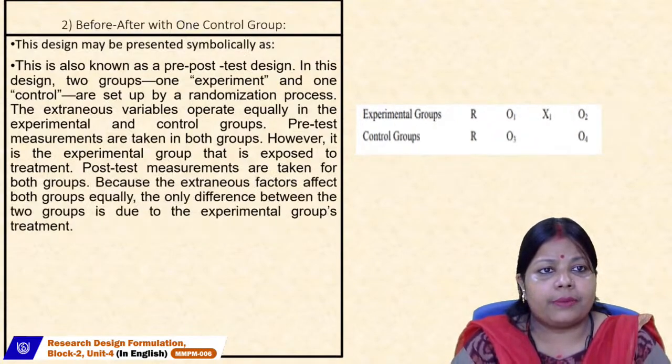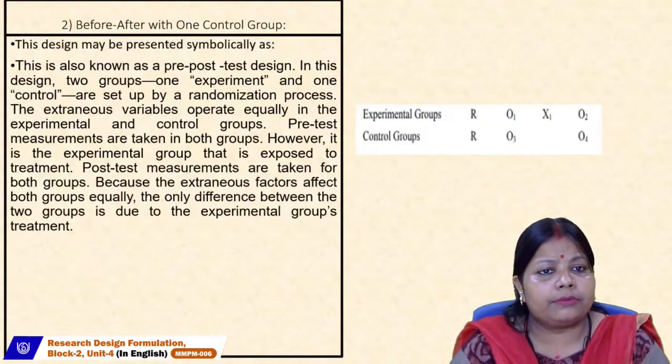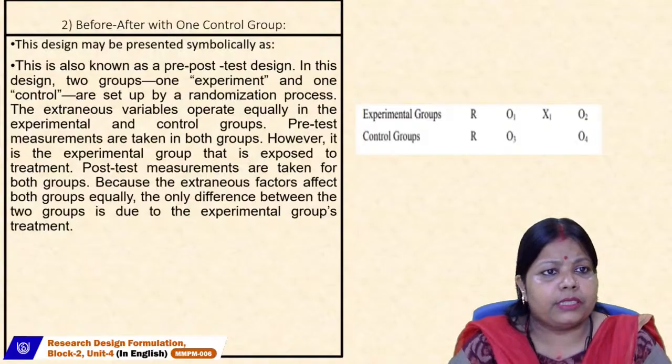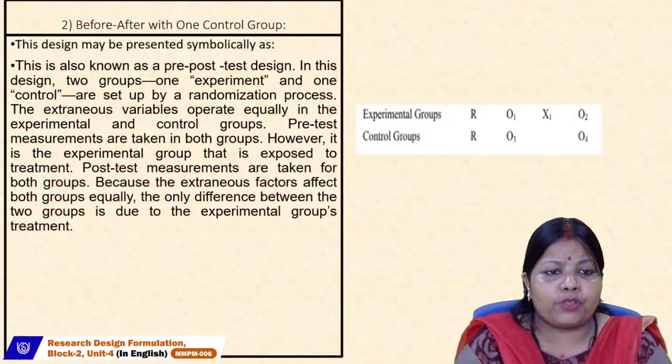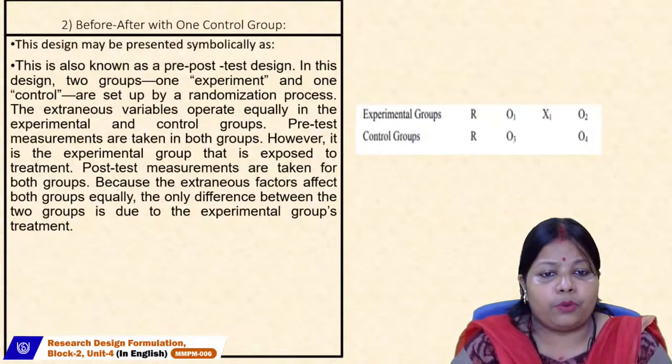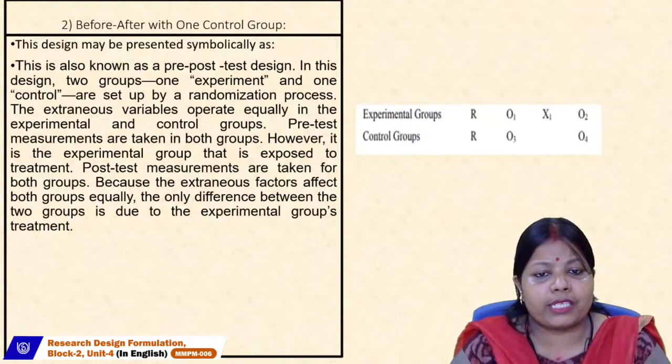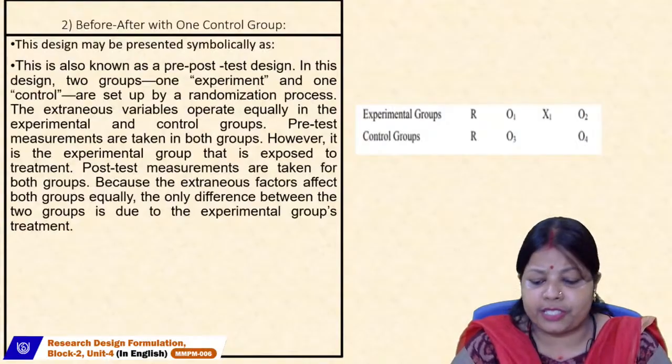Now the third one is before after with one control group. This is also known as a pre-post test design. In this design, two groups, one experimental and one control, are set up randomized. However, it is the experimental group that is exposed to the treatment. Post-test measurements are taken for both the groups because the extraneous factors affect both groups equally, and the only difference between these two groups is due to the experimental group's treatment.